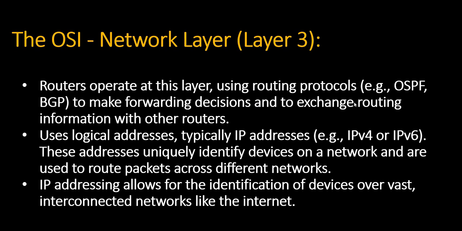Routers operate at this layer using routing protocols, for example OSPF, BGP, to make forwarding decisions and to exchange routing information with other routers. It uses a logical address, typically an IP address, like I said, IPv4 or IPv6, and these addresses uniquely identify devices on a network and are used to route packets across different networks. So for example, the destination of course has an IP address, right? That is the IP address to which the data should flow. IP addressing allows for the identification of devices over vast interconnected networks like the internet. So if it is an internet-based application, using that IP address the information will flow.